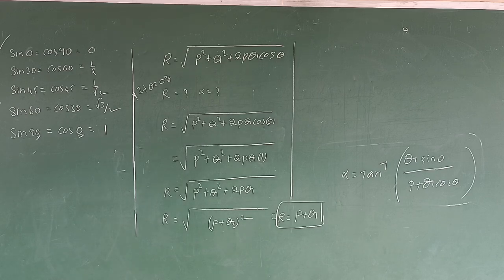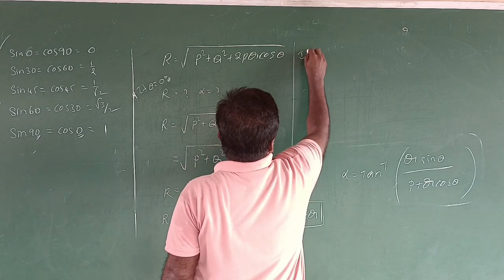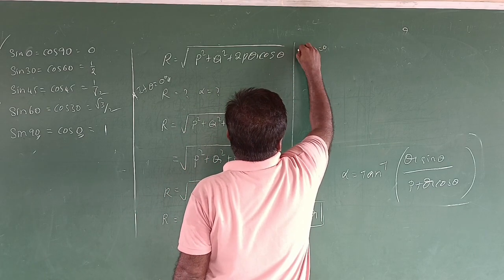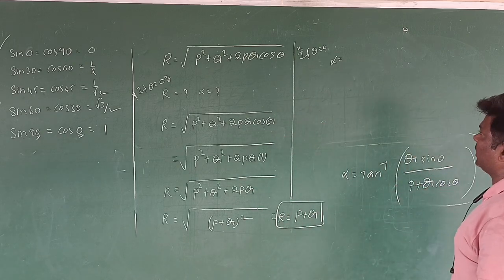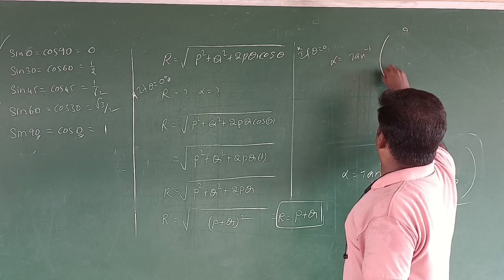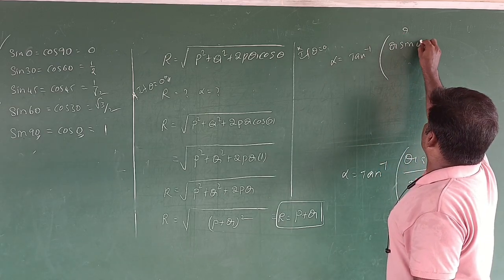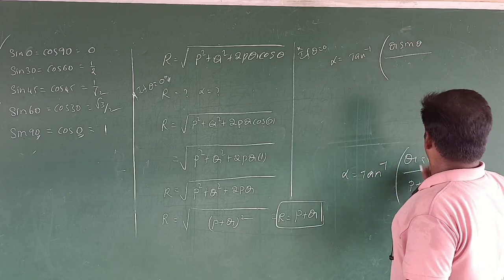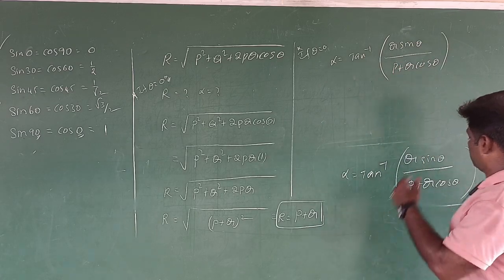If theta is equal to 0, what is the value of alpha? Alpha is equal to tan inverse of q sin theta by p plus q cos theta.